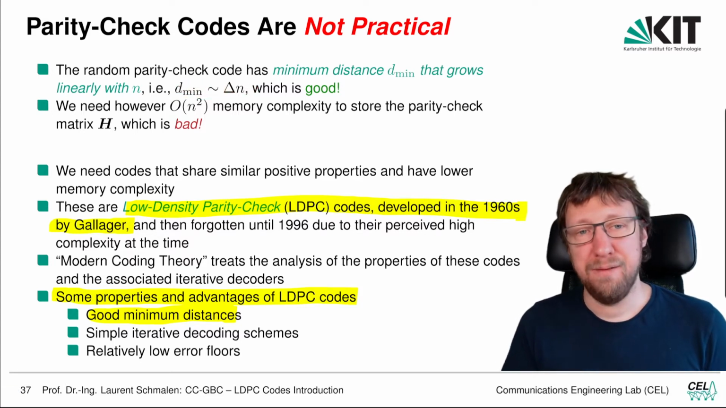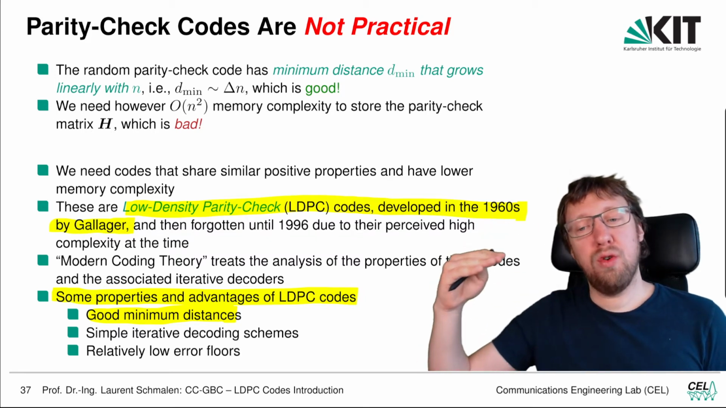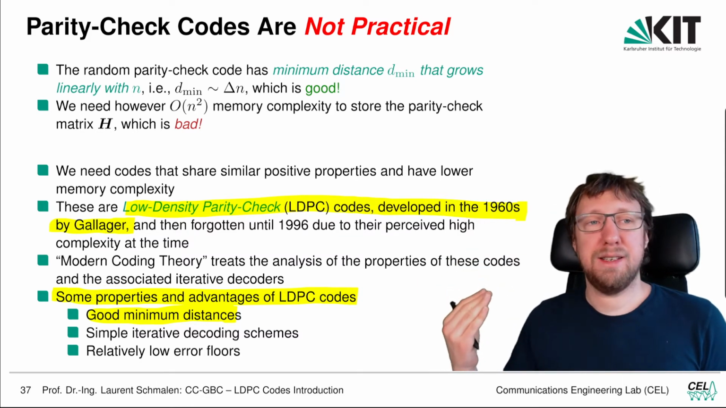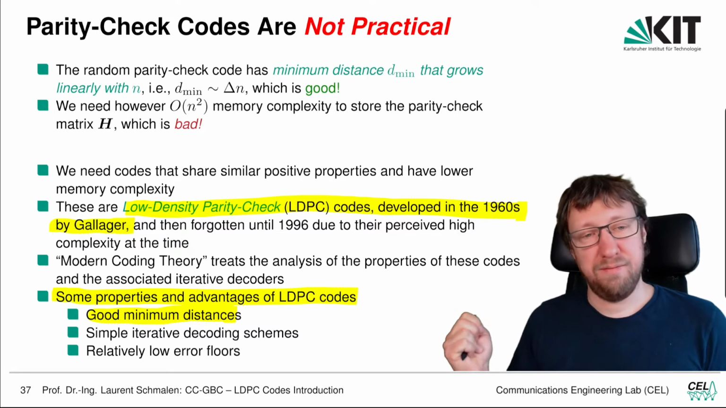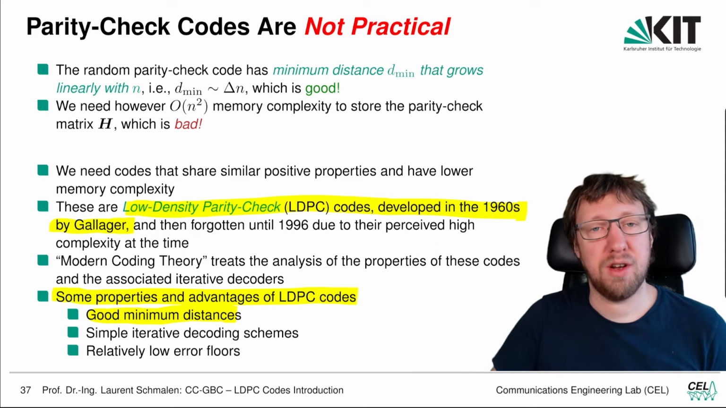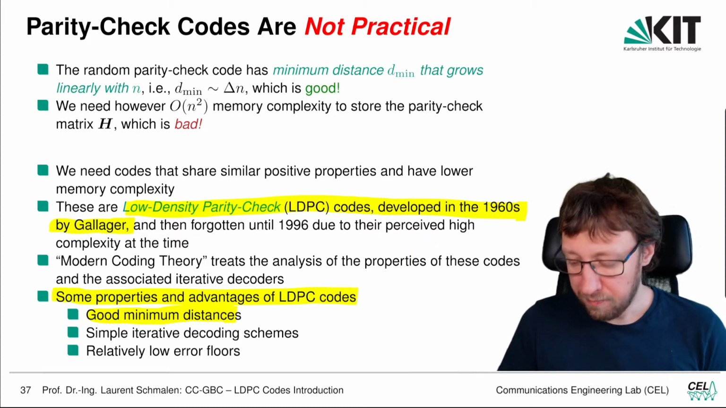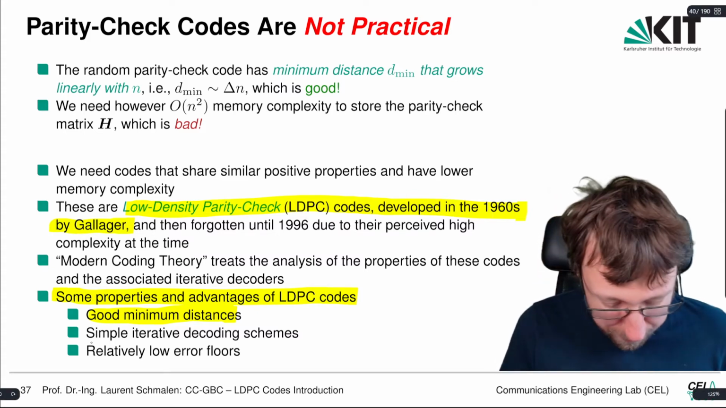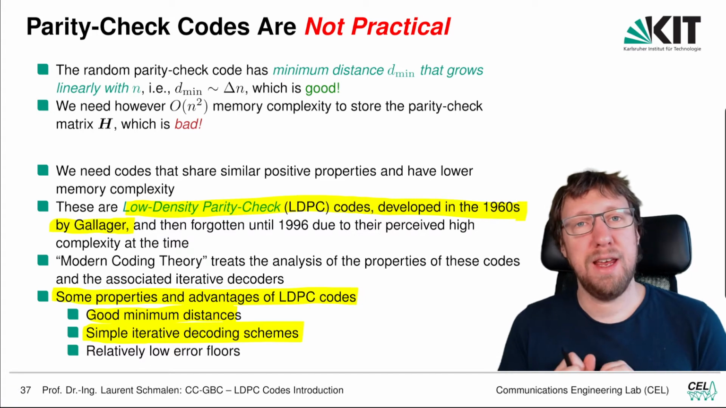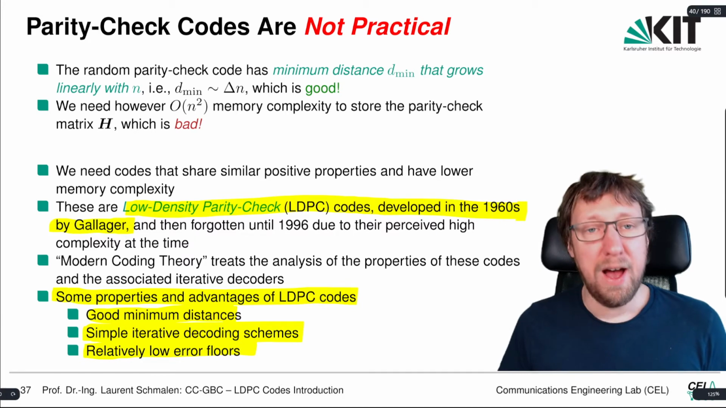Significantly. There is an exercise in the tutorial where you can go through the proof step by step, but it's not trivial. There's also a small star on this exercise, which means it's beyond the scope of the material. But you can show it has good minimum distance. We are going to see that we have very, very simple iterative decoding schemes. Perfect. We can easily decode, and we have something that is a relatively low error floor.